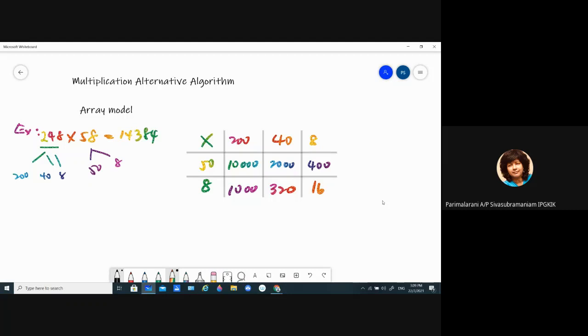This also correlates with the partial method. If you do the partial method, you'll actually get all these values, you'll get 6 rows and then you add it all up. So this is the array model, same as the area model, just here we don't draw the rectangle, that's all.